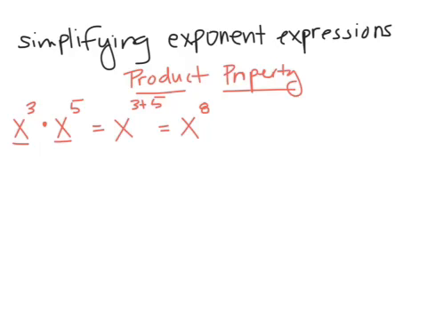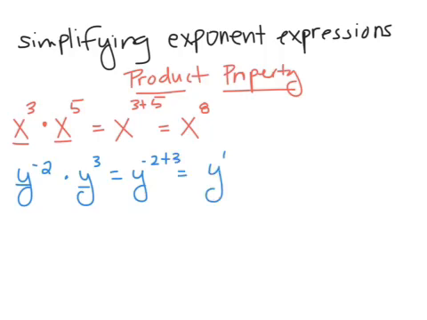Okay, let's take, for example, y to the power of negative 2 times y to the power of 3. What that means is I'm going to keep the base since the y's are the same, so it's y, and I'm adding my exponents, negative 2 plus 3, and really that gives me y to the power of positive 1.